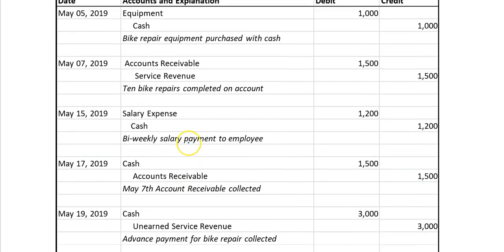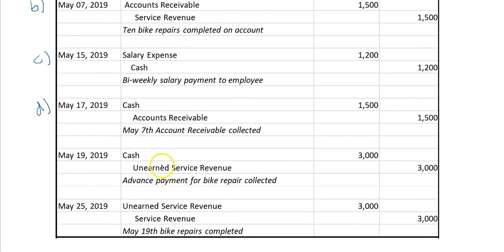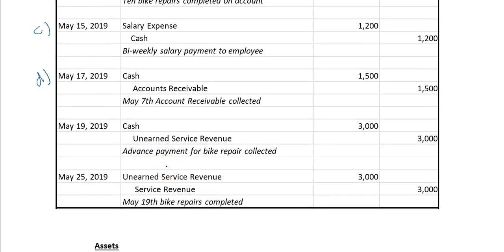So before I go down to the T account, I'm going to make life a whole lot easier for me by putting letters beside each one of these transactions, making them really easy to refer to in the T account. So A, B, C, D, scroll up, E, and F. Okay.